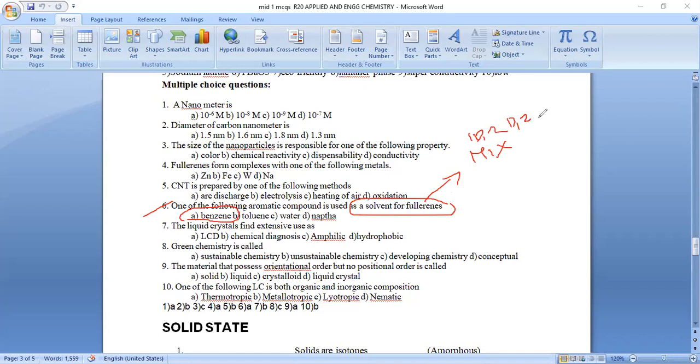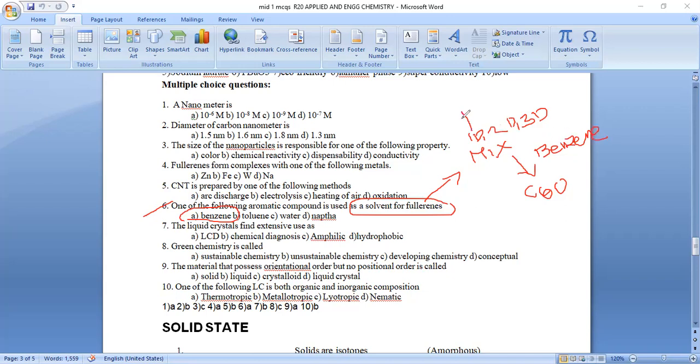From the mixture, we are extracting C60. C60 can be extracted from the mixture by the addition of a solvent. The solvent we are adding to extract the C60 is benzene. Simply add benzene and separate.